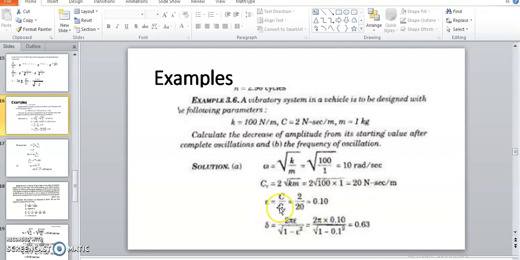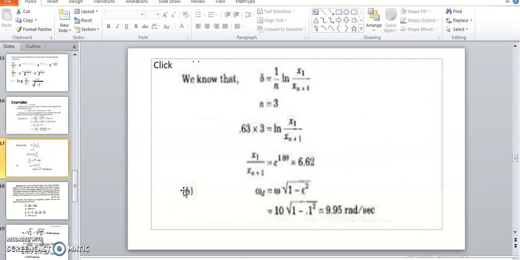Now zeta is equal to C by Cc. C is nothing but 2 Newton second per meter, which is given. Cc you calculated just now. So zeta becomes 0.1. And the logarithmic decrement delta is equal to 2 pi zeta upon square root of 1 minus zeta square. Put the zeta value in, and delta comes out like this.